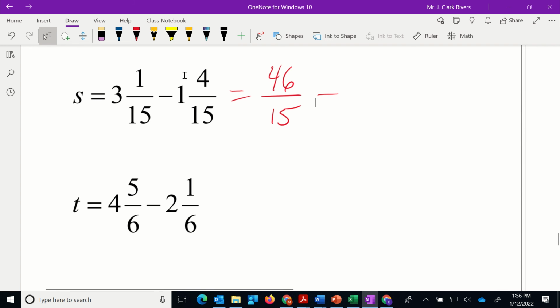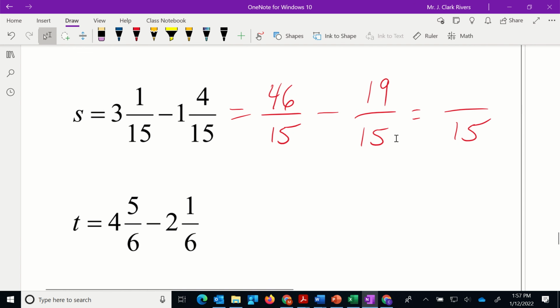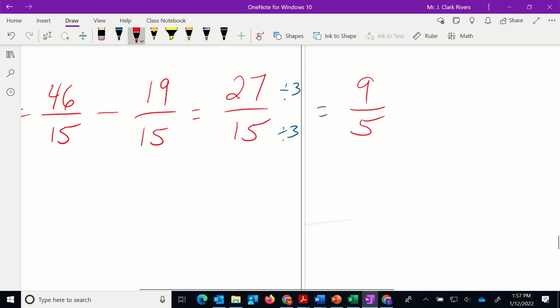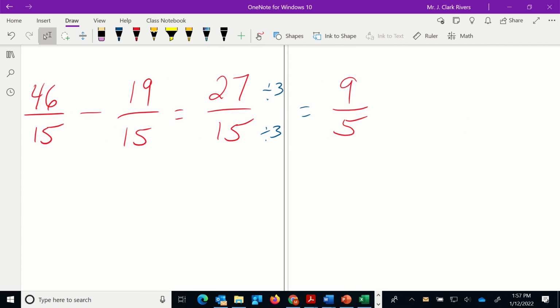Minus, all right, Oliver, what about this other one over here? That's right, 1 times 15 is 15. 15 plus the numerator of 4 is 19. So that's 19/15. And now we subtract. We keep our denominator of 15. And Oliver, what is 46 minus 19? 27. Can we do anything to this fraction? We can divide by 3. 27 divided by 3, we get 9. 15 divided by 3, we get 5. If you had 9/5, you're finished.